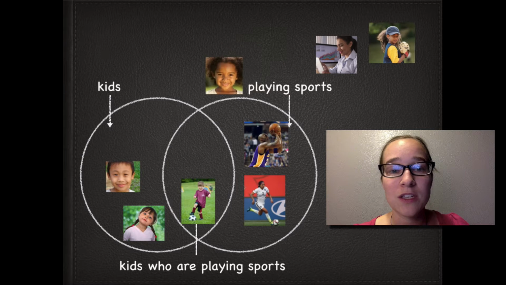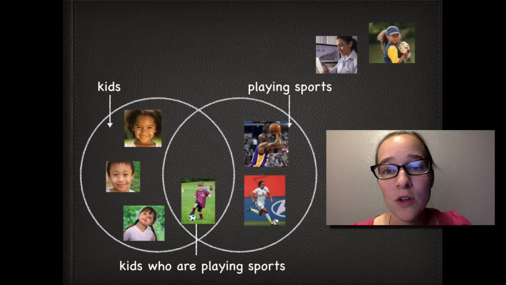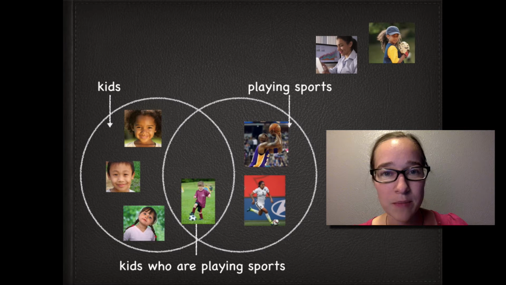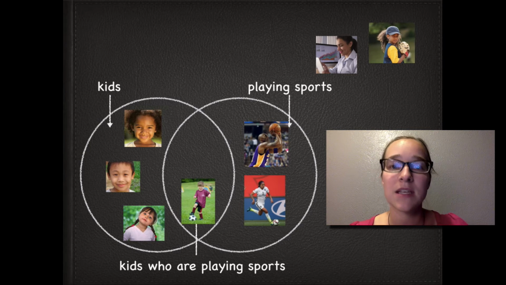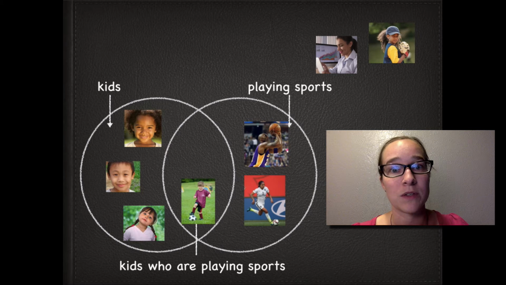Our next picture shows a kid not playing a sport though. Our next picture shows an adult who is at her job. So we can't put it in the kid side because it's a picture of an adult. And we can't put it in the playing sports side because she's not playing sports. So this picture does not go in our Venn diagram. We'll keep it outside of our Venn diagram because this person does not fall into either of those categories. She's not a kid and she's not playing sports.